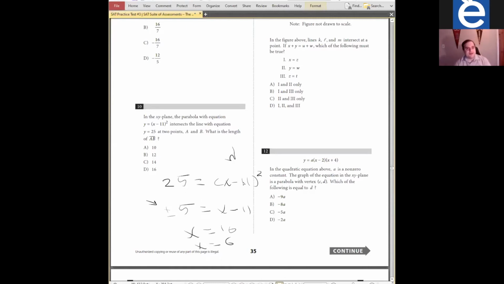If you think about it, the x value of 16 works: 16 minus 11 is 5, and 5 squared is 25. Or 6, because that gets us to negative 5 squared, which is also 25. So when you take the square root of a squared term with the x in it, you have to put plus or minus on the other side. So our x values are 6 and 16. The difference between those is 10. Huzzah.